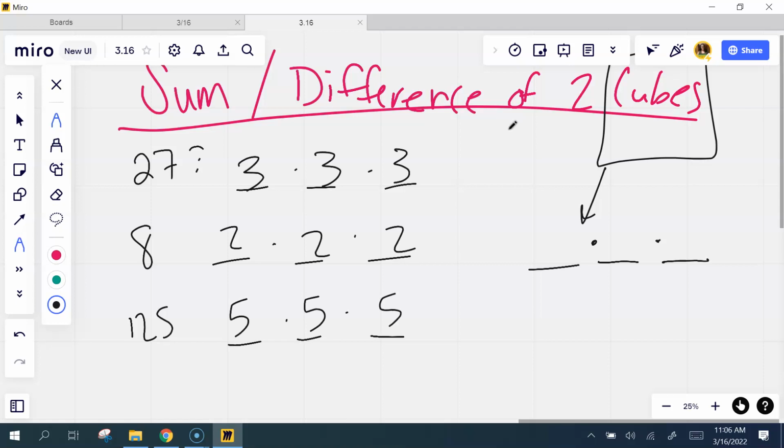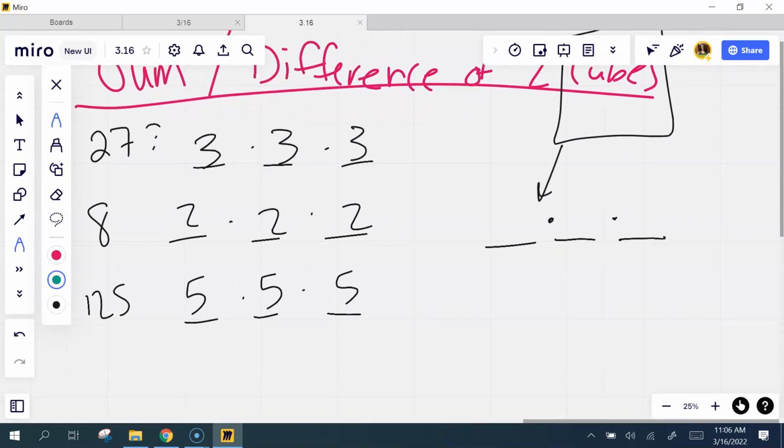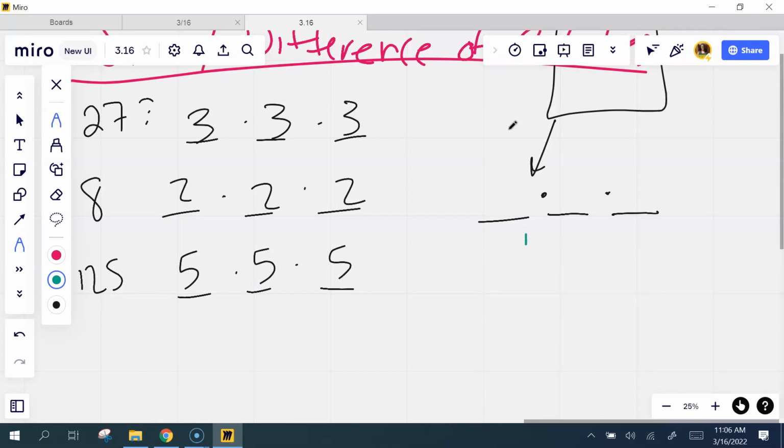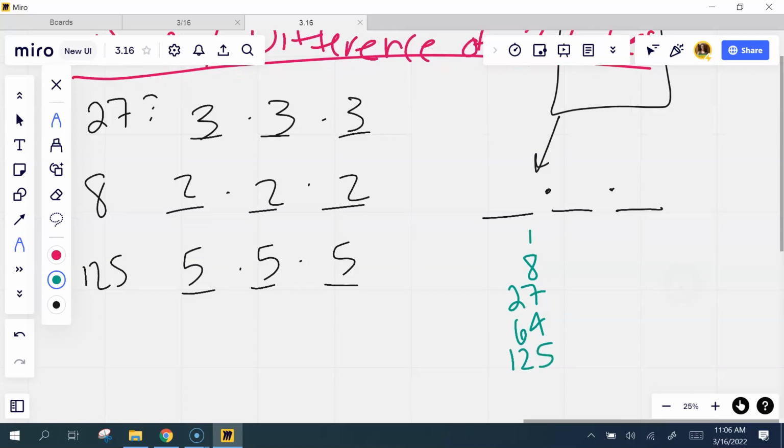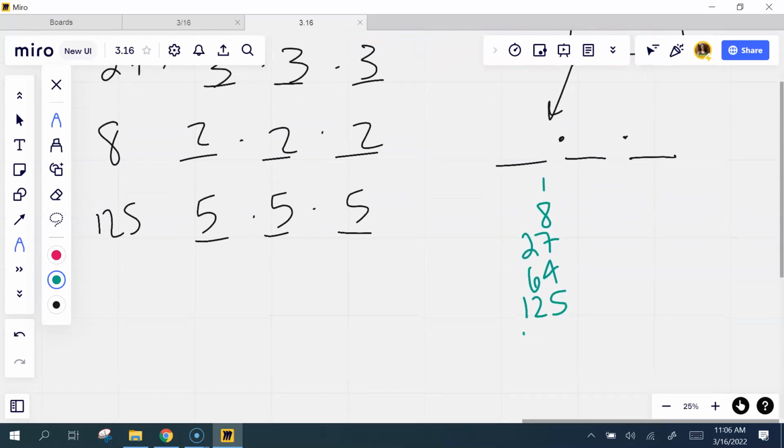Let me give you a list of ones that I would need you to be able to recognize, at least through 6. So 1 to the third is obviously 1. 2 to the third is 8. 3 to the third is 27. 4 to the third, 4 times 4 is 16, times 4 is 64. We said 5 times 5 times 5 is 125. And then 6 times 6 is 36, and 36 times 6 is 216. Go a little bit further. 7 times 7 is 49. Times 7 again is 343.